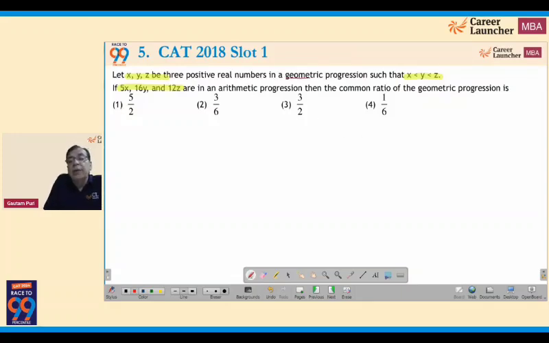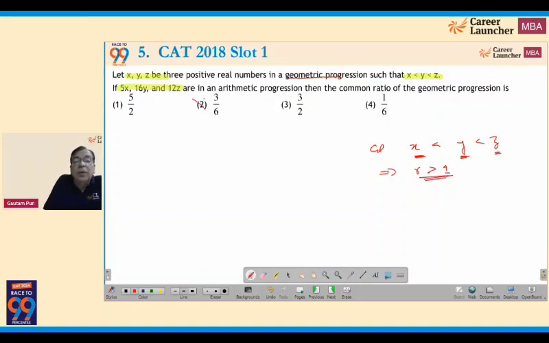X, Y, Z are in geometric progression. Okay, this is a GP. X is less than Y less than Z. What can you say about the common ratio? Common ratio should be greater than 1. Because if common ratio is less than 1, then X will be less than Y. It will be greater than Y. Isn't it? Because X is less than Y and Y less than Z, that implies common ratio has to be greater than 1.